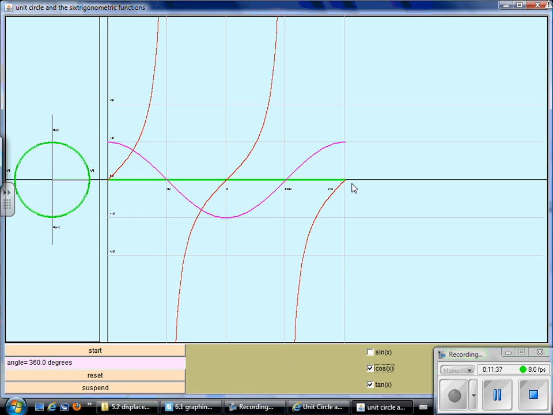As I said, in grade 12, you study the tan graph in a lot of detail. So that just gives you kind of an outlook before you see it next year.